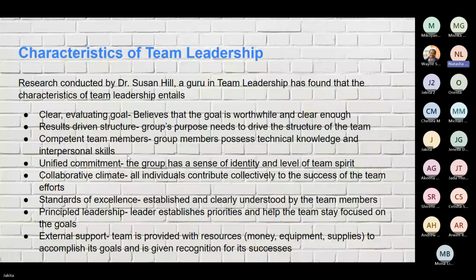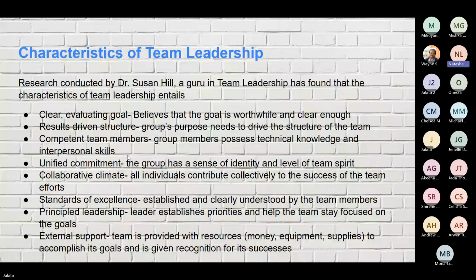Collaborative climate, where all individuals contribute collectively to the success of the team's effort. And standards of excellence, established and clearly understood by the team's members. Principled leadership, where the leader establishes priorities and helps the team stay focused on the goals. And of course, there's external support, where the resources, the money, equipment, whatever the team needs to accomplish its goals, are provided, and the team is given recognition for its successes.